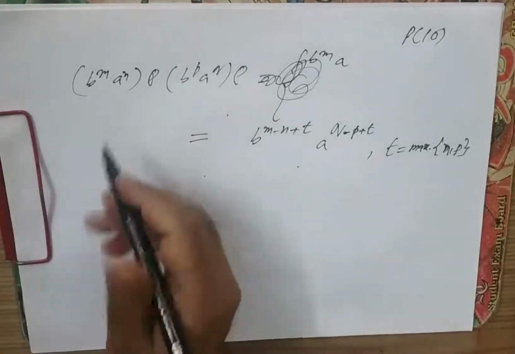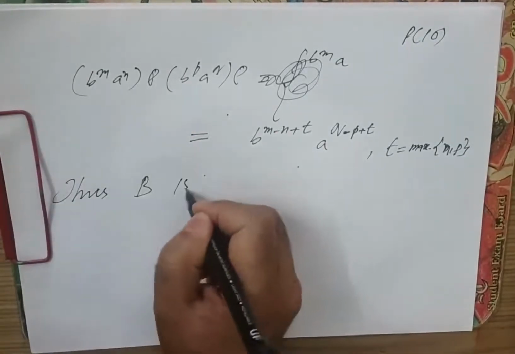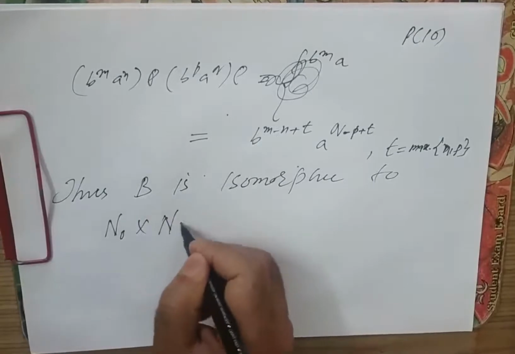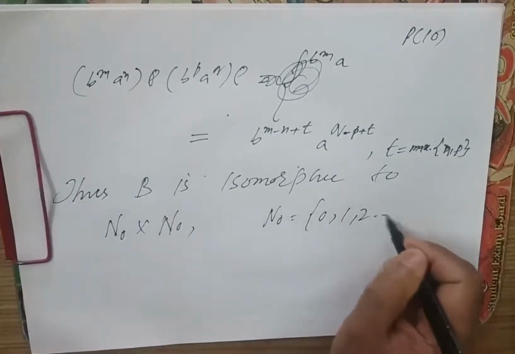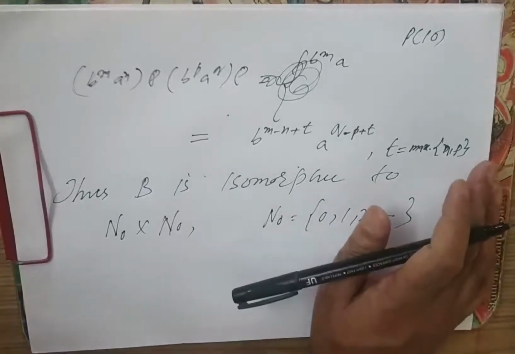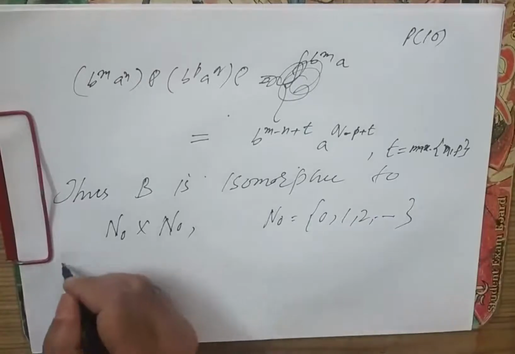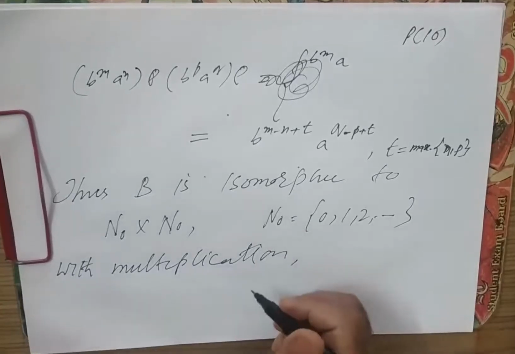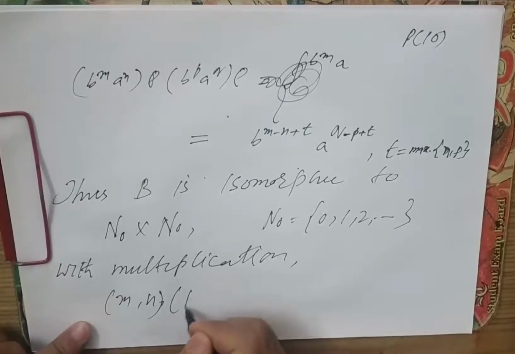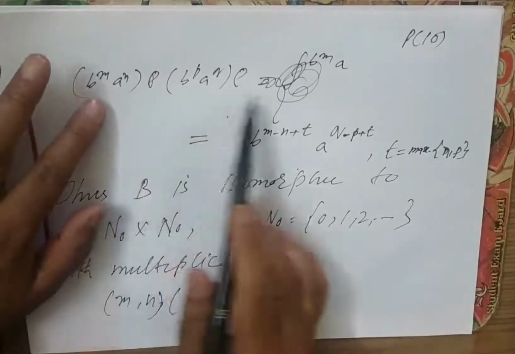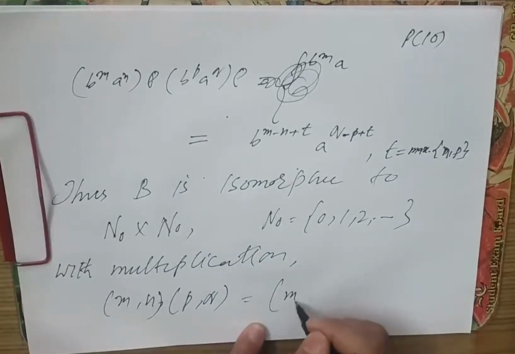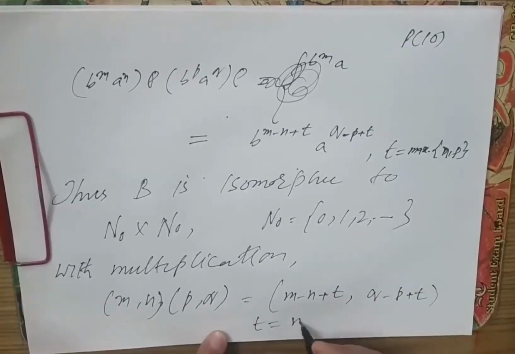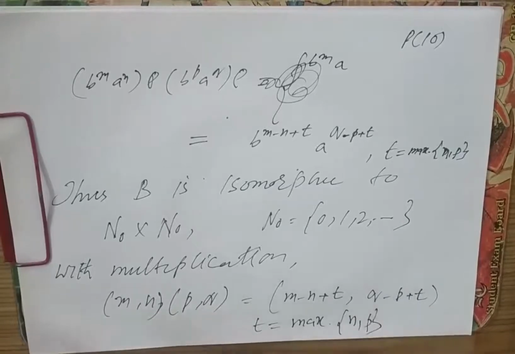So this b is isomorphic to n0 cross n0. n0 means this set 0, 1, the set of non-negative integers, with multiplication given by, what is the multiplication here? With multiplication (m, n) into (p, q), it should be like this: it's equal to (m minus n plus t, q minus p plus t). What's this t? t is the maximum of n comma p. So you can easily verify it's isomorphic with this.